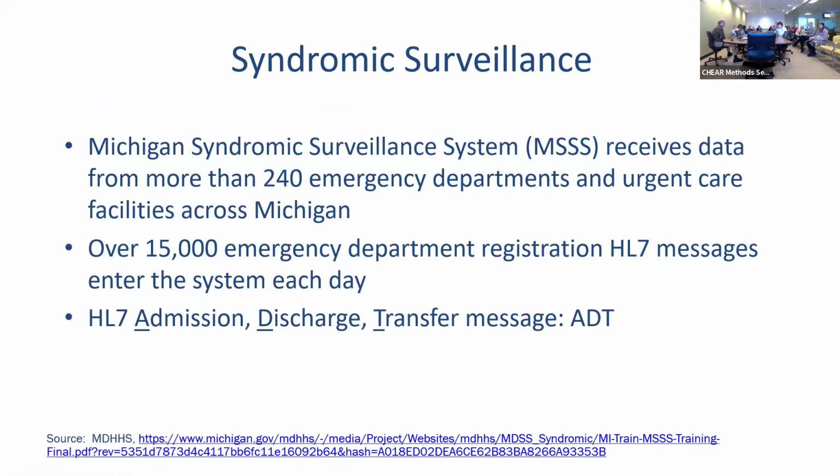So here in Michigan, we have the Michigan Syndromic Surveillance System, which receives information from all of the emergency departments in the state of Michigan, as well as urgent care facilities. We're talking about something like 15,000 messages per day entering the system. And these are a slightly different type of message. I'll show you in just a moment. It's an important message type. It's called admission, discharge, and transfer. It's actually the most common of all the HL7 messages being sent.